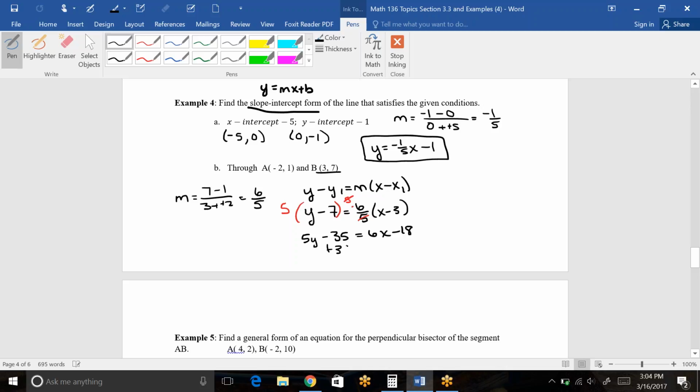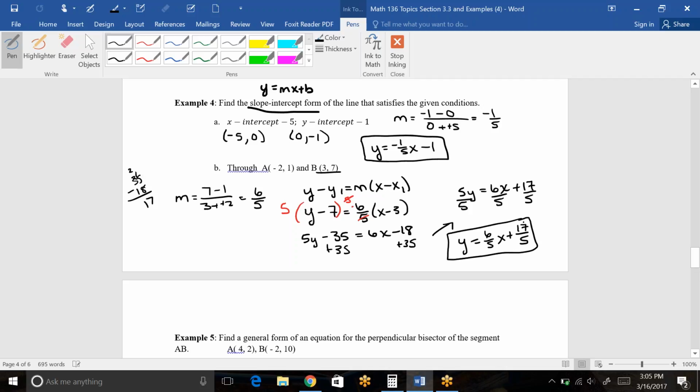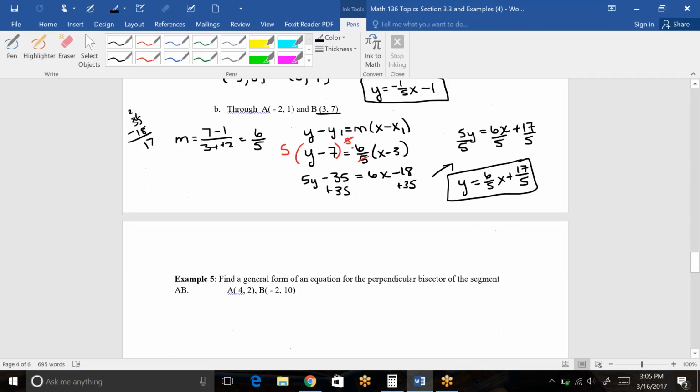I'm going to add the 35 over. So that would be 5y equals 6x. Let's see, 35 minus 18 is going to be 17, and it's going to be positive. And then I divide everything by 5 to get y by itself. So y equals 6/5 x plus 17 over 5. So when we did these in class, we went to general form on almost all of them, so this is just showing you the same thing is pretty much done, except at the end you solve for y if you wanted slope-intercept. We did example 5 in class.